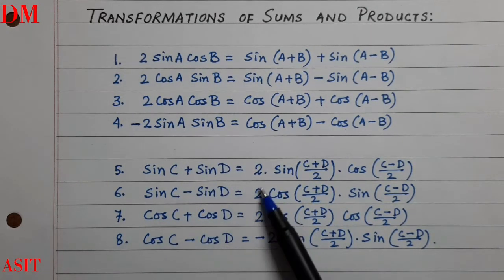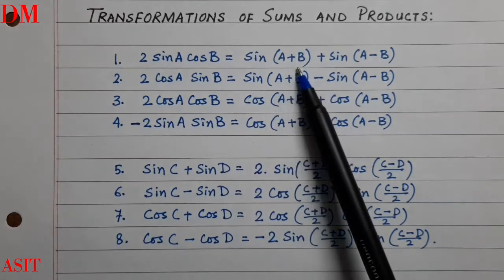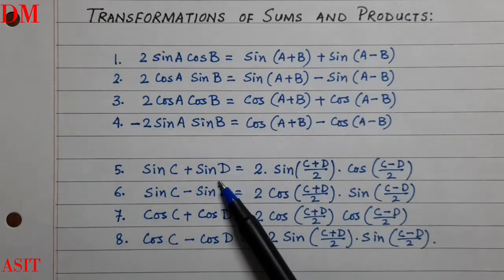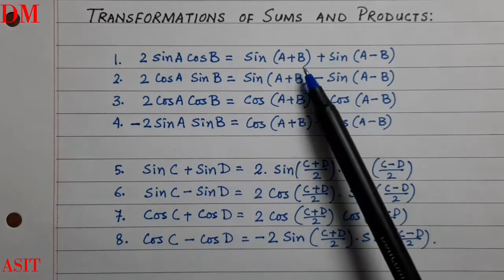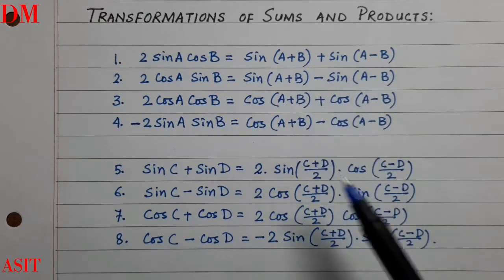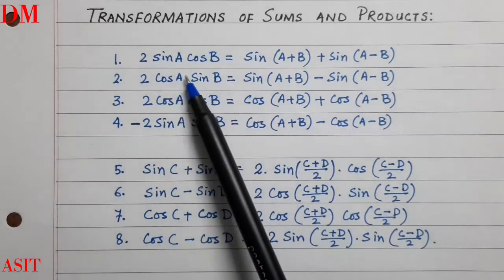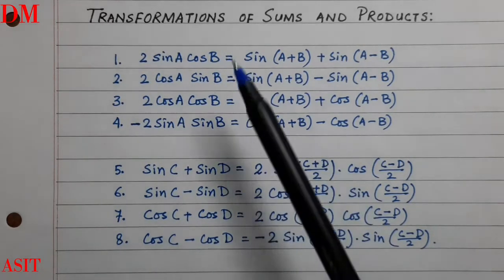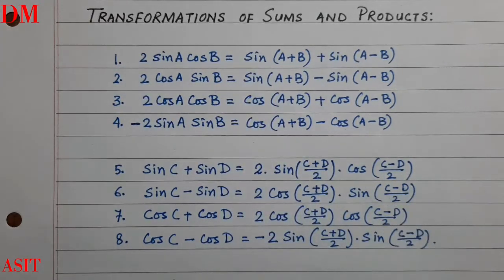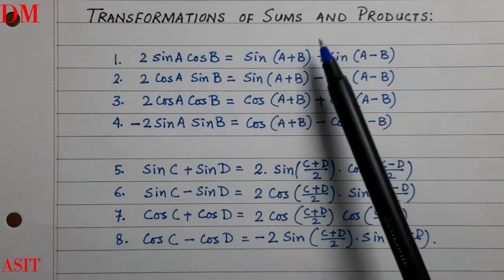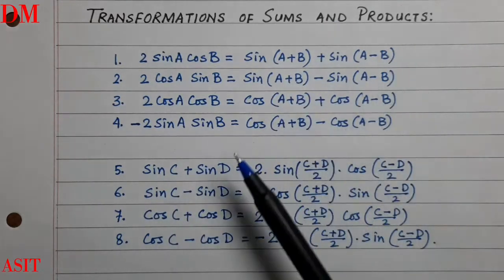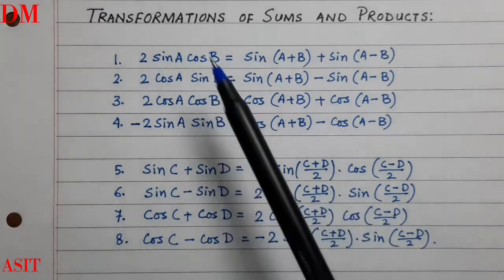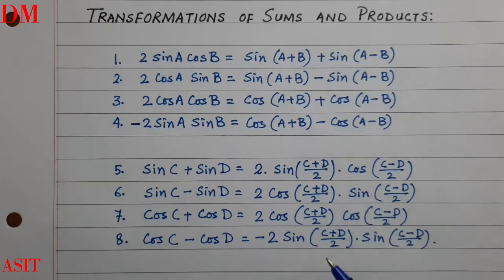Now here we have considered a plus b as c and a minus b as d. Then if we try to find the values of a and b in terms of c and d, we get a as c plus d by 2 and b as c minus d by 2. So we just replace a plus b by c and a minus b by d, and a by c plus d by 2 and b by c minus d by 2, and we will get these 4 sets of formulas.